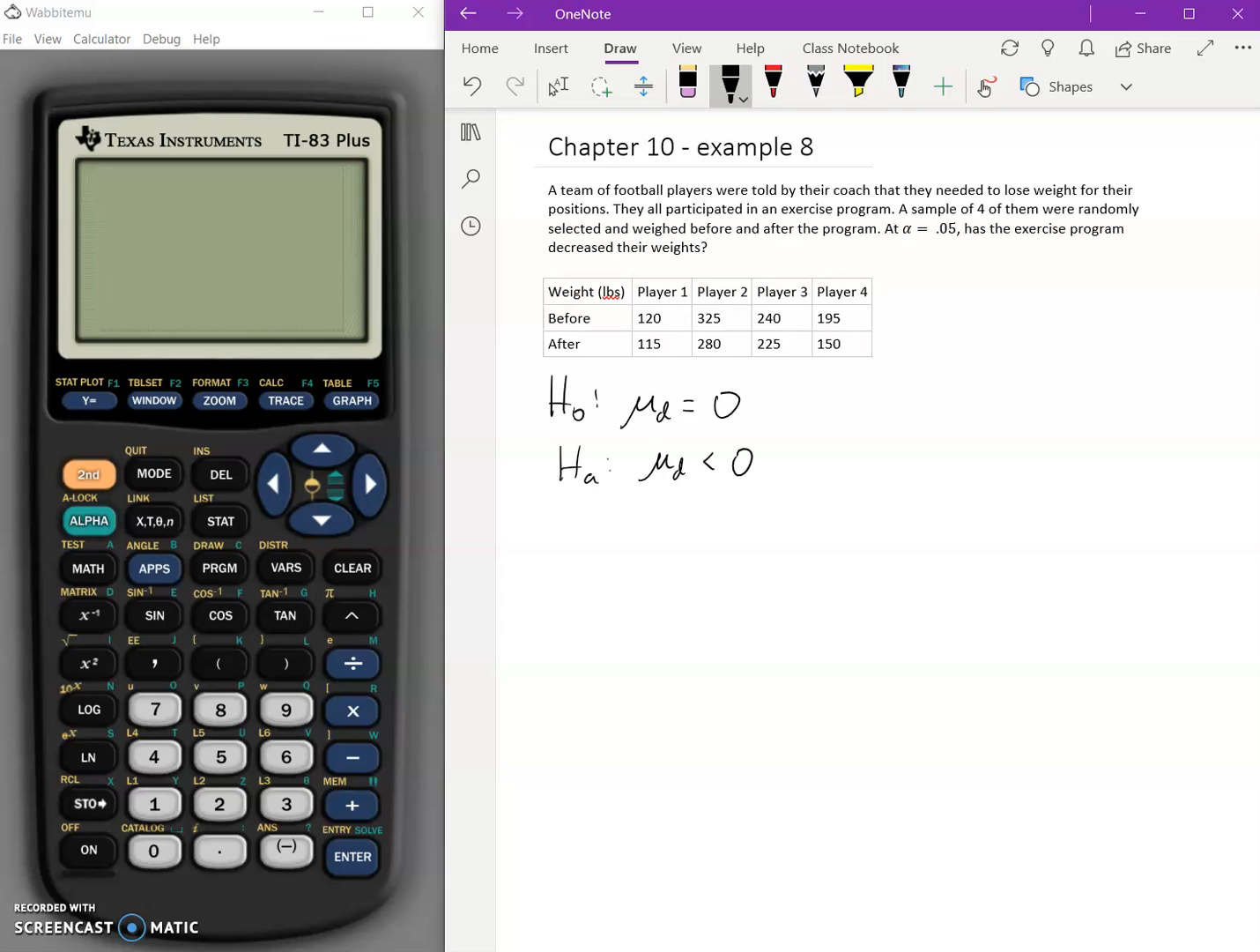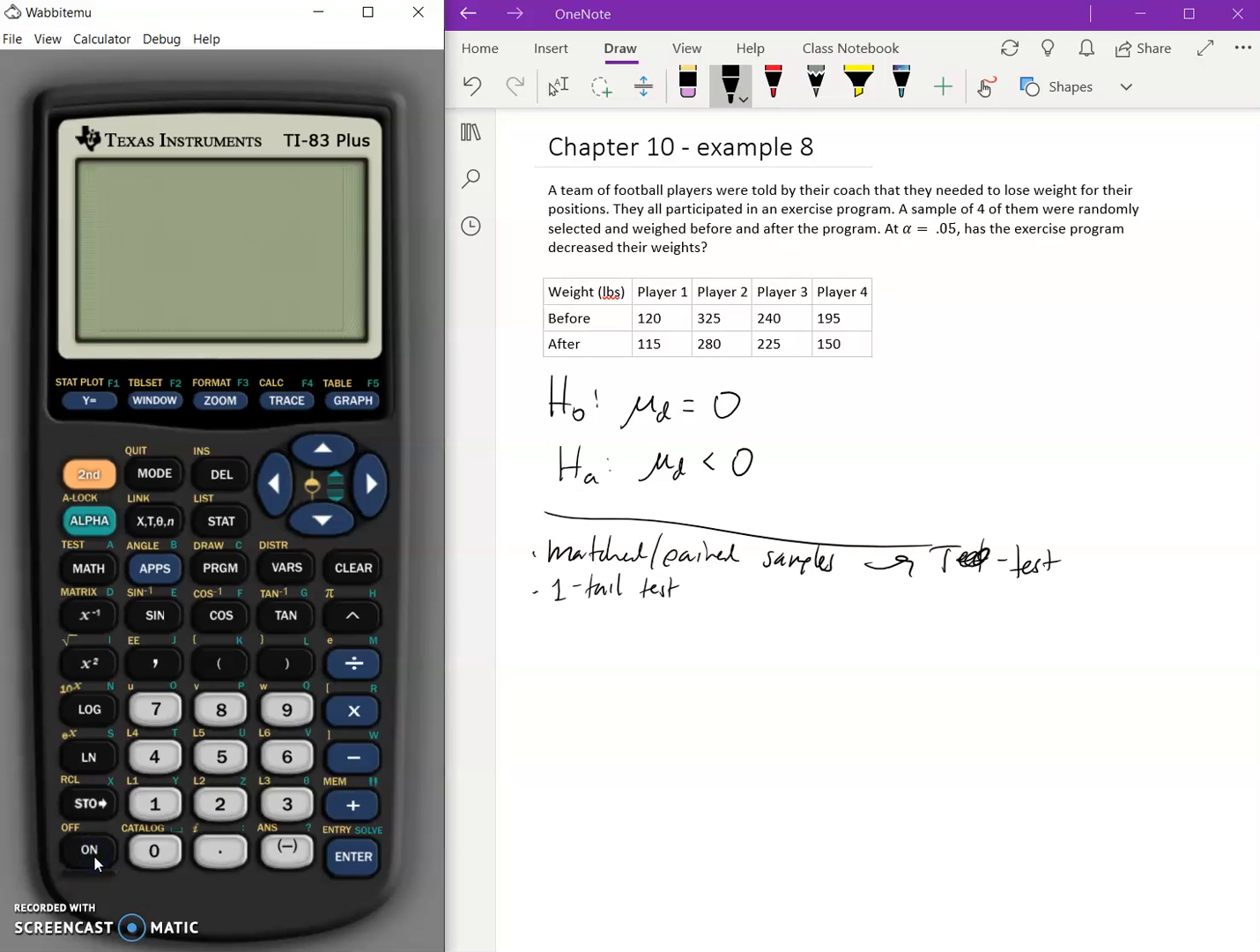But we're wondering, is the difference less than 0? Have they lost weight? Now, if you're wondering if they lost more than 10 pounds, then that would be mu sub d equals 10 as the null hypothesis, and the alternative hypothesis would be mu sub d is less than 10. So what we notice here is that we have matched paired samples, and we have a one-tail test.